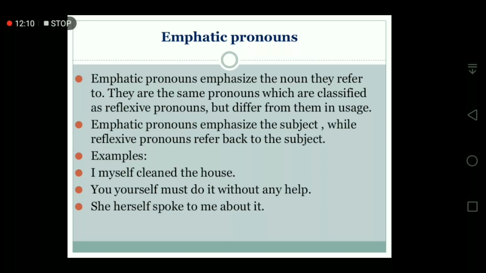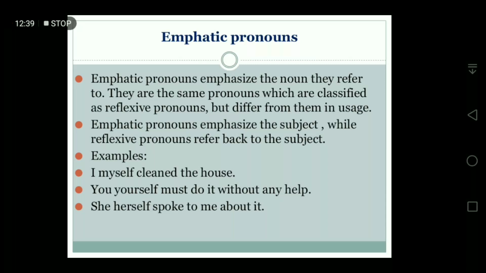They are some pronouns which are classified as reflexive pronouns but differ from them in uses. Some words look like reflexive pronouns, but their uses are different. You use them in a different position in a sentence so that they can emphasize the subject.